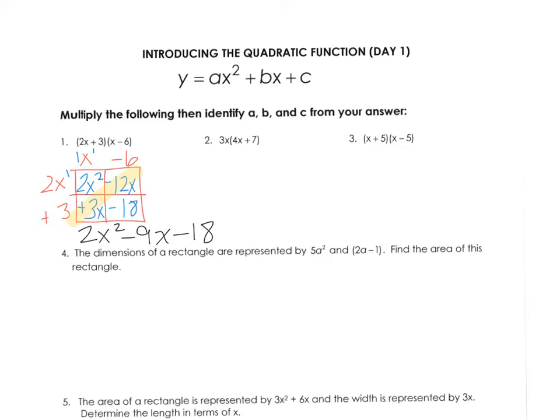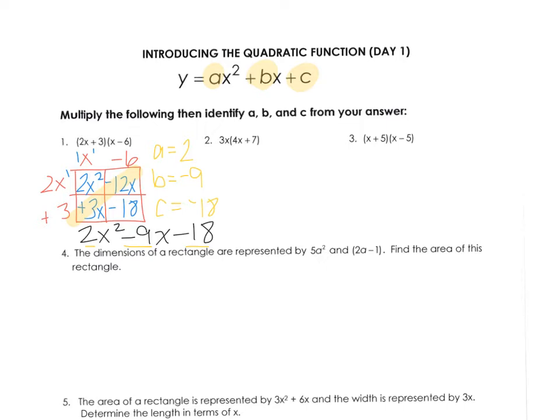Now, I want to state what's A, what's B, and what's C. So here we go. A is 2. That's the number in front of the x squared term. B, you might be thinking B is 9, but B is actually negative 9. Okay, that sign has to come with it. And C is negative 18, the number all by itself, the constant.